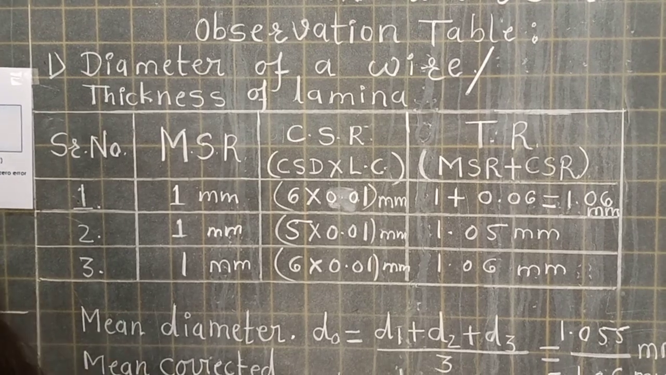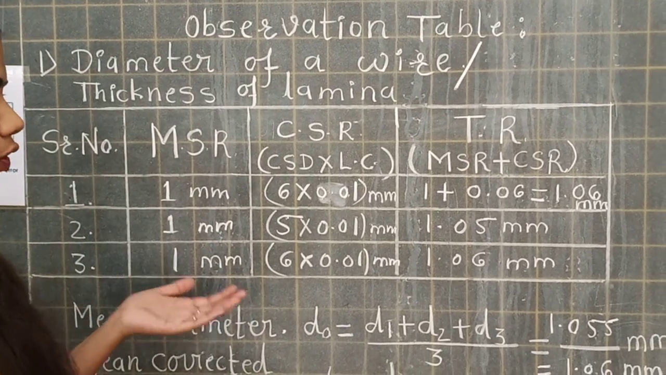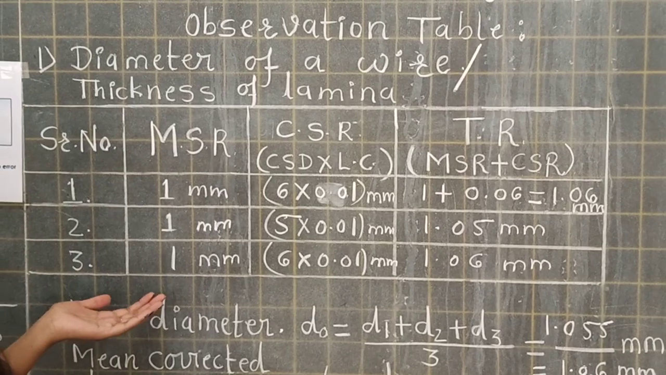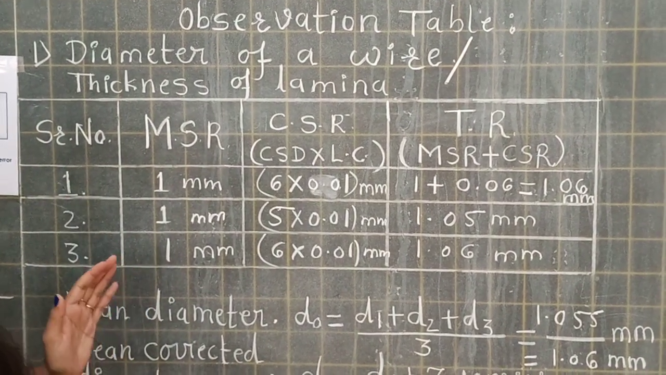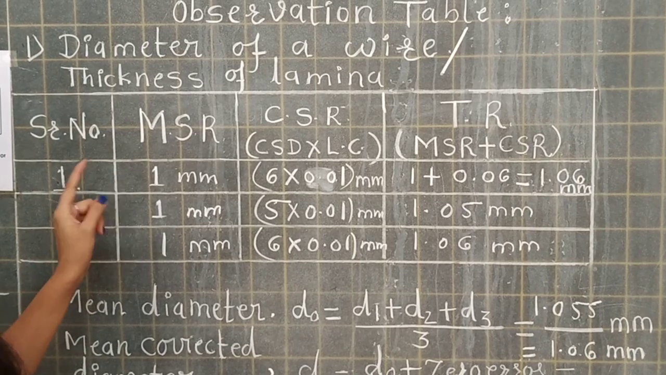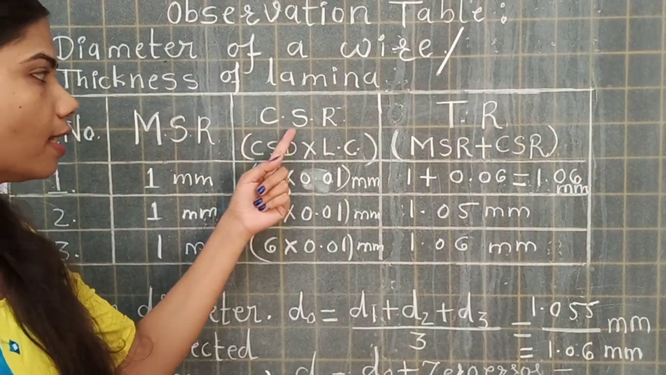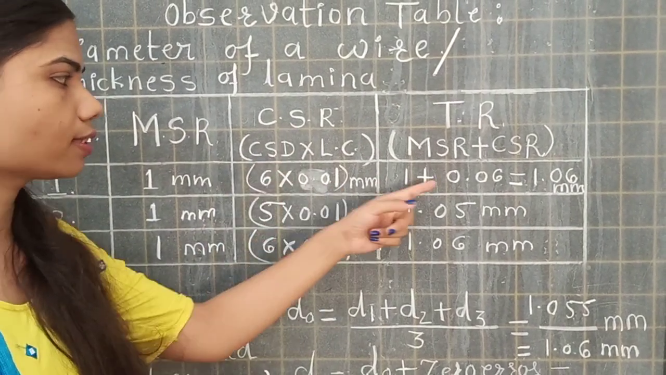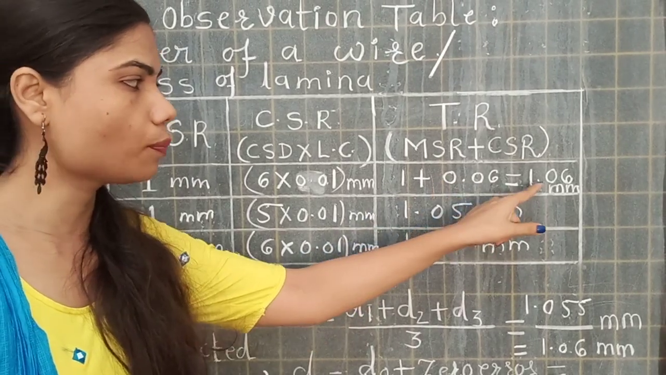So dear children, for simplification of this video, I have taken all the readings. I hope you understood how to take this. We have taken 3 readings here. You can see the main scale reading is 1 mm in the first place. Circular scale reading we got here 0.06, and the sum is 1.06.